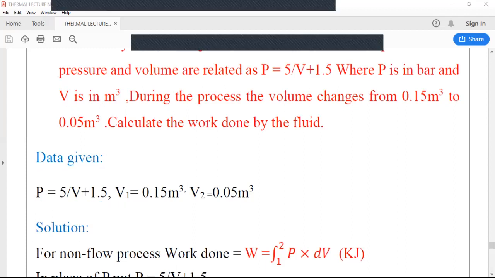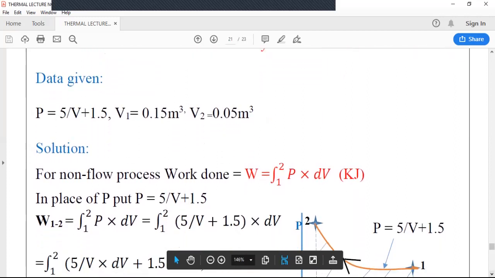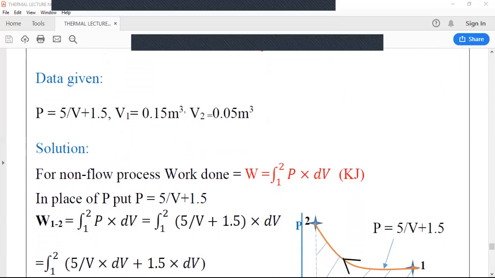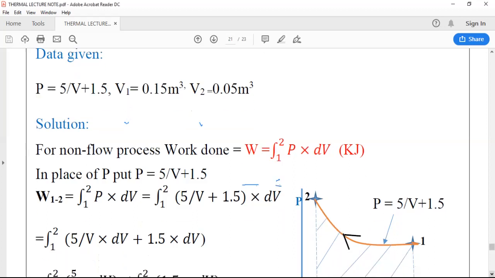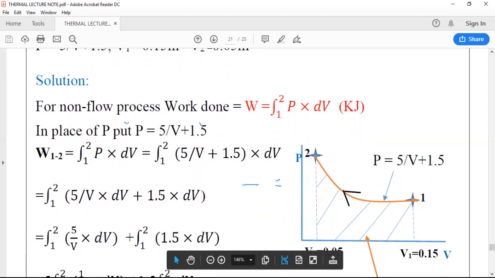Before going to the solution, we should know what the work done is for a non-flow process. For a non-flow process, total work W is equal to the integration of PdV, from initial volume 1 to final volume 2, with unit kilojoule. Now if I want to display this in a PV diagram, how to show it?